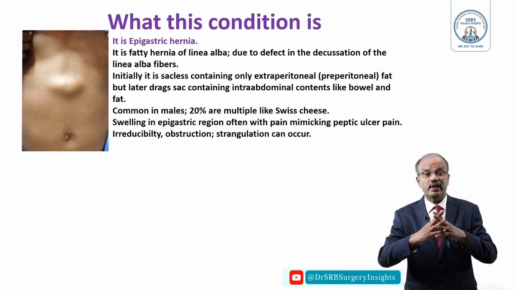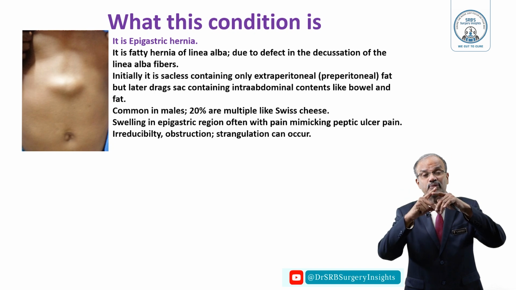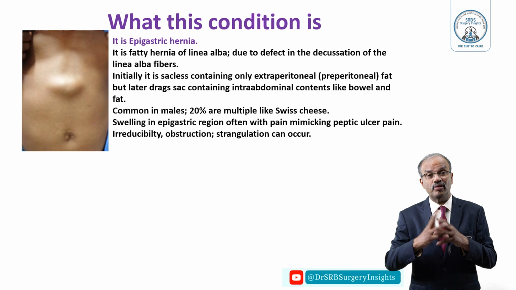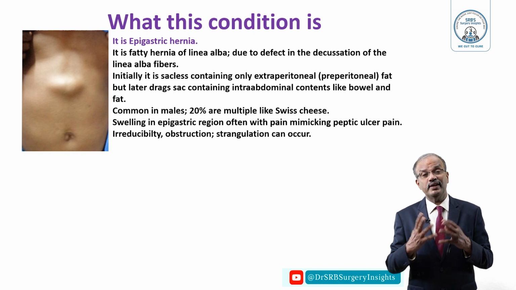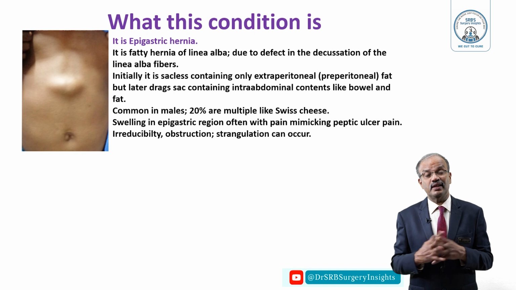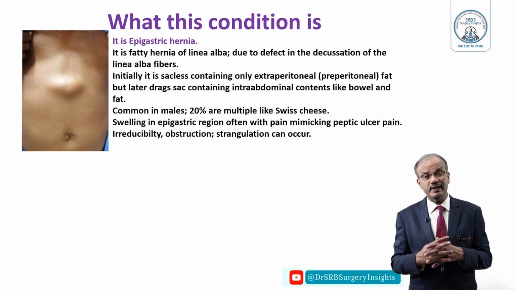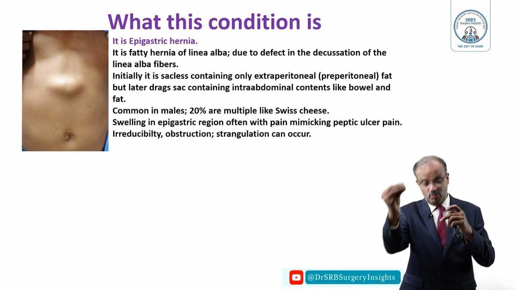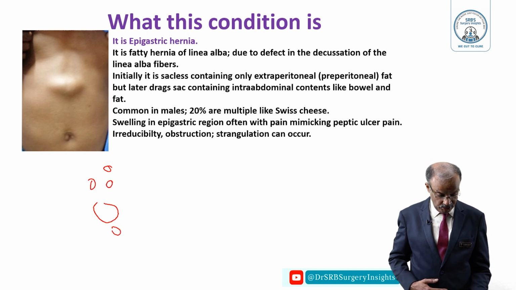So initially there is no sac. This fat eventually pulls the sac, the typical peritoneal sac; peritoneum comes forward and becomes a sac, and along with that, content, either bowel, small bowel, or omentum, comes. Eventually the bowel can become irreducible, can get obstructed, can get strangulated like any other hernia complications, and eventually it may get enlarged. Many times it will not be a single defect but multiple defects, one large, then small, like this. Small one is here, one is here, one is here, like that. Swiss cheese pattern, very, very typical.